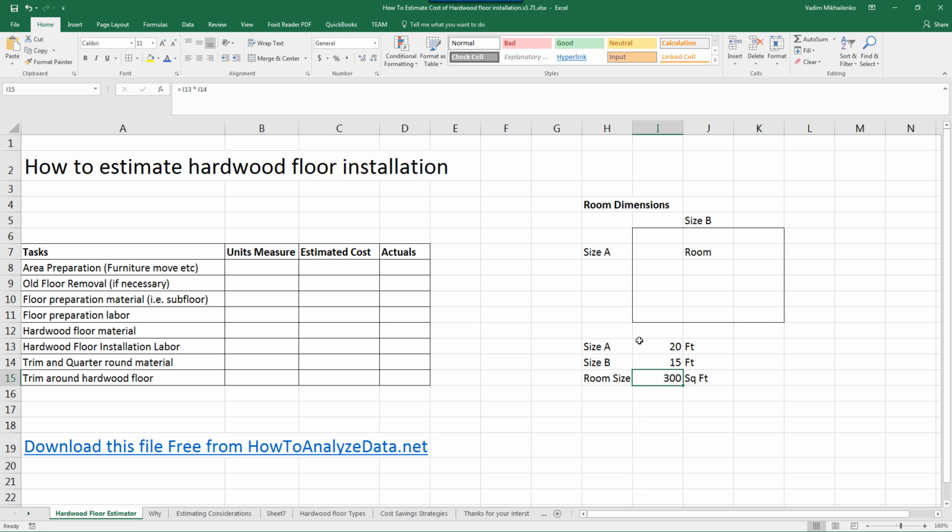We're also concerned about perimeter, right? Because that would be 20 by 2 plus 15 by 2. Right, so that would be 30 plus 40, that would be 70. And that's important for the trim installation.